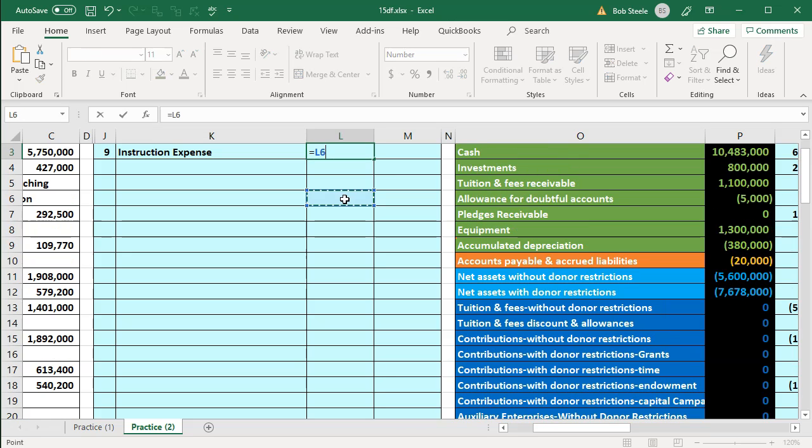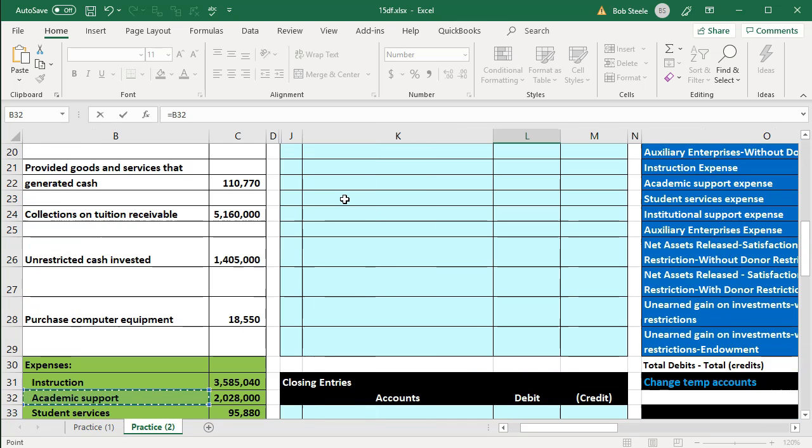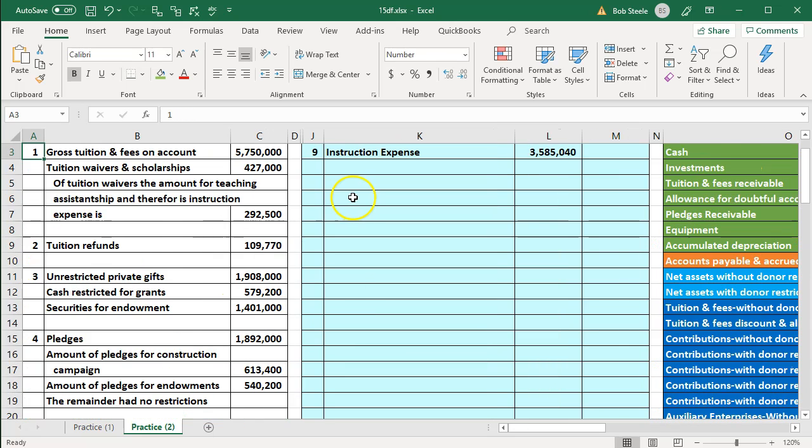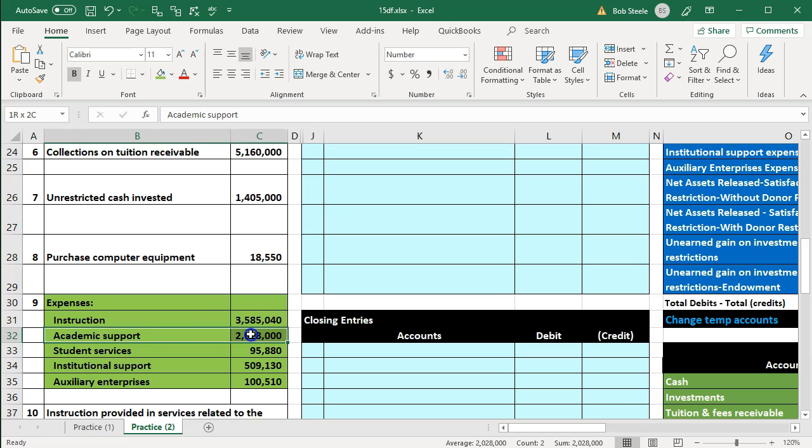So within L3, I'm going to scroll down and find that amount. That was for the $3,585,040. There is that.